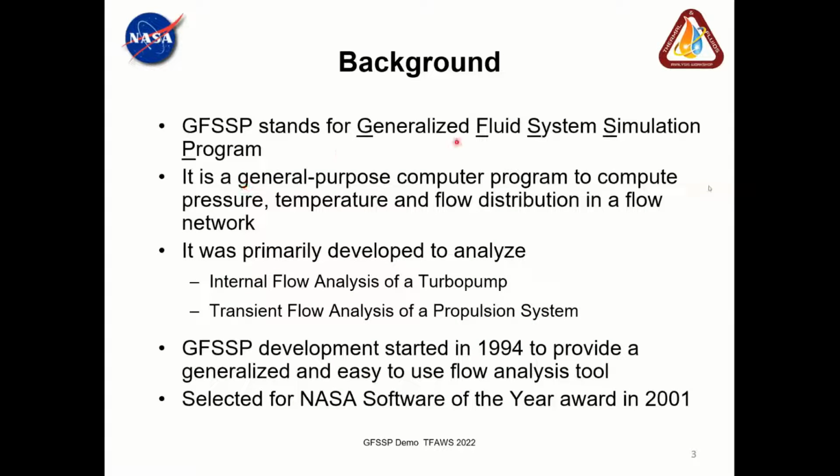So first, let's start with what GFSSP stands for. It's an acronym. It stands for Generalized Fluid System Simulation Program. It's a general purpose computer program for computing pressure, temperature, and flow distribution in a flow network. It was primarily developed to analyze internal flow in a turbopump and transient flow in a propulsion system. But it's a fairly general purpose code. You can use it for many other purposes, and that's what is being used across the agency and in industries. But I just wanted to tell you that that's the purpose of developing GFSSP. It was for when you were trying to develop the Fastrac engine. That's the reason we developed this code.